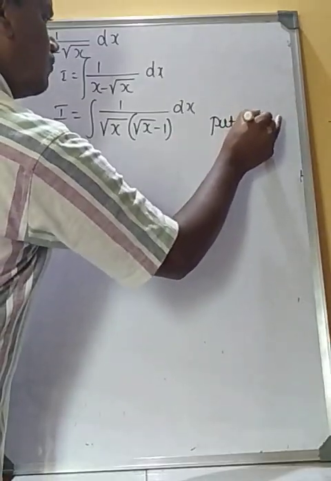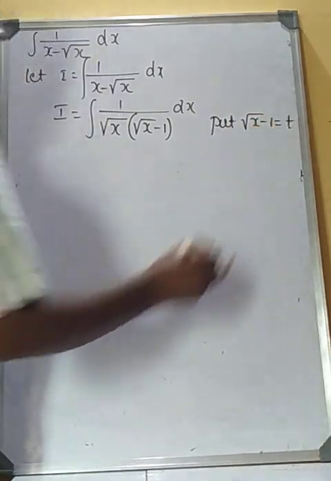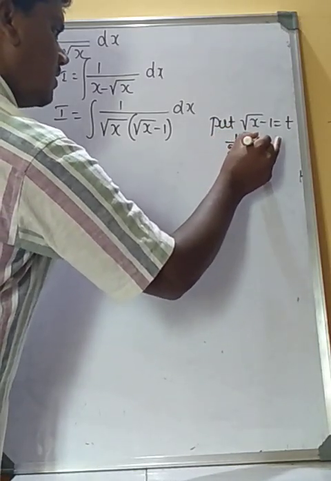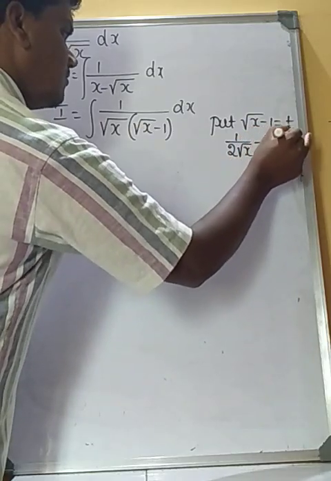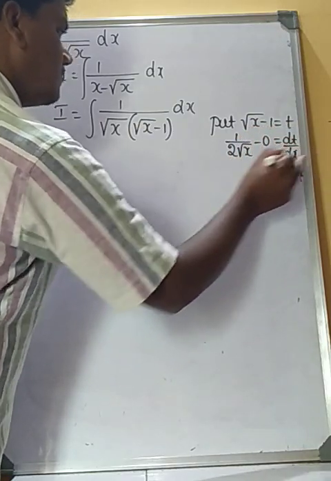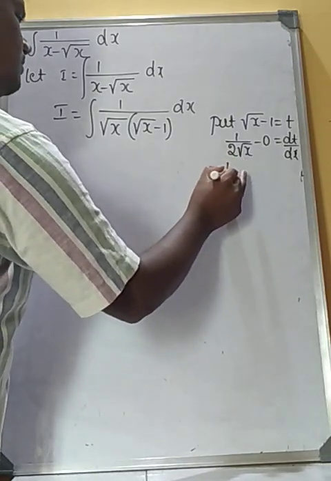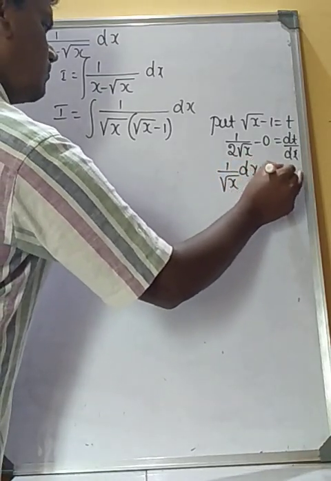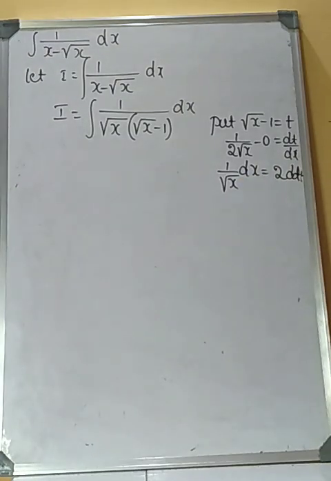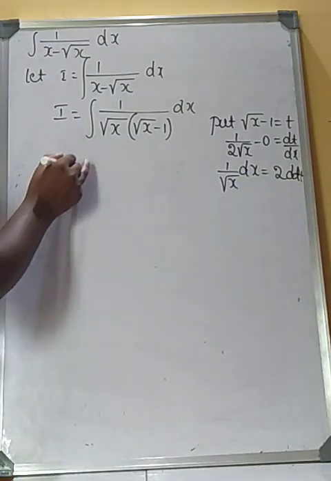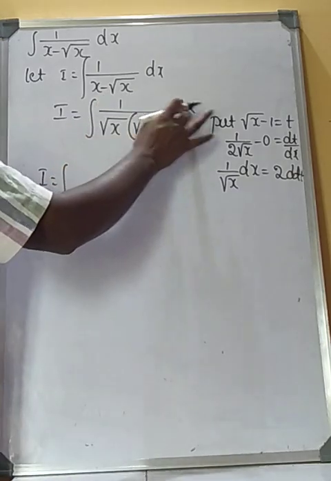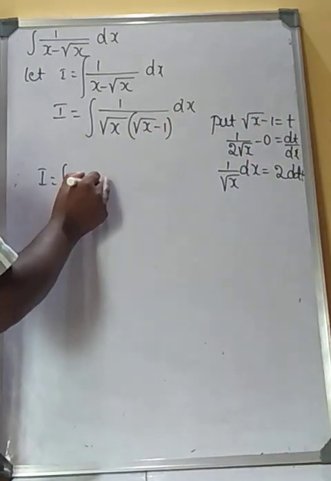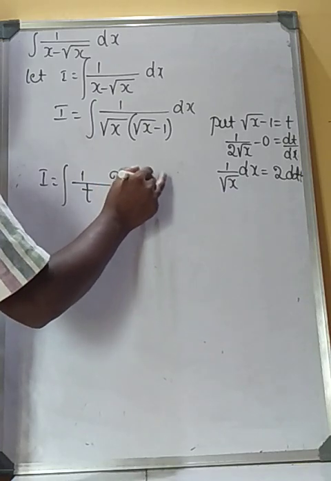Put root x minus 1 equal to t. Differentiate with respect to x: 1 by 2 root x minus 0 is equal to dt by dx. Therefore, 1 divided by root x into dx is equal to 2 dt. So therefore, I is equal to the integral of 1 by root x into dx, which is 2 dt, and 1 divided by root x minus 1 is t, into 2 dt.